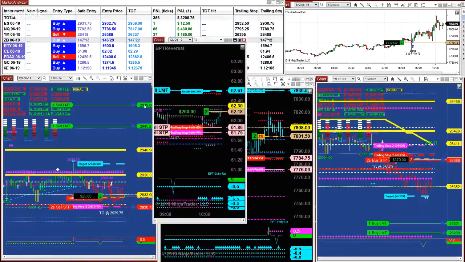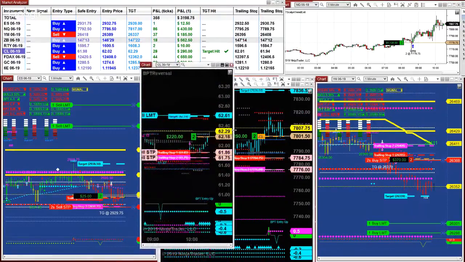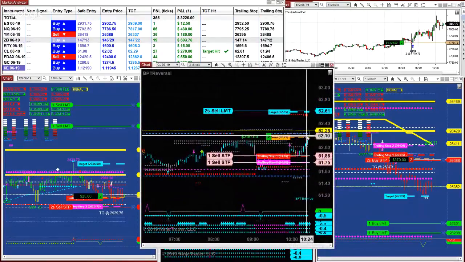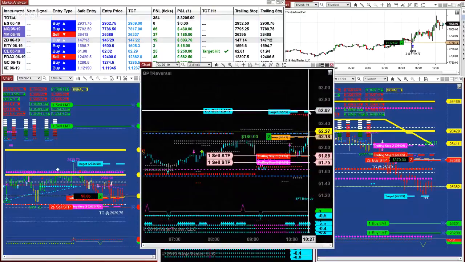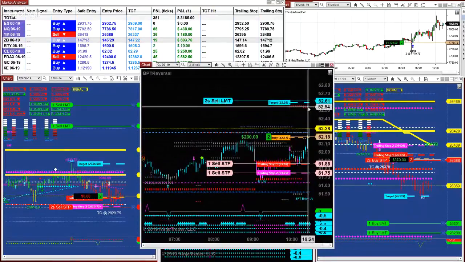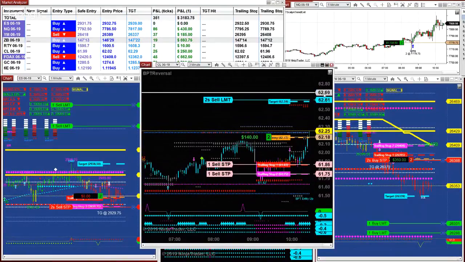On the 3 minutes, we just had a new signal, and the target on the full automated trade is 62.92. I doubt it because there is a double resistance at 62.54, but we'll see.